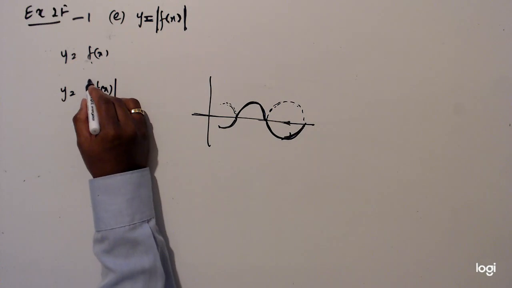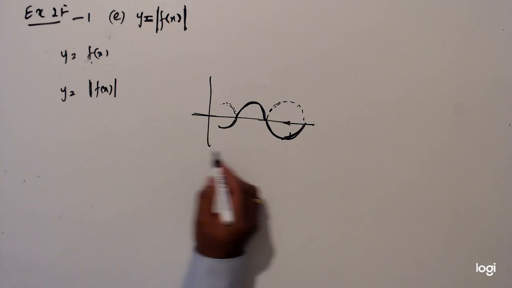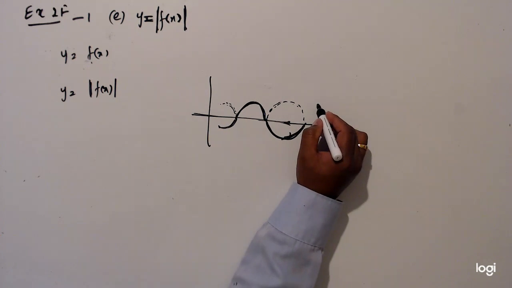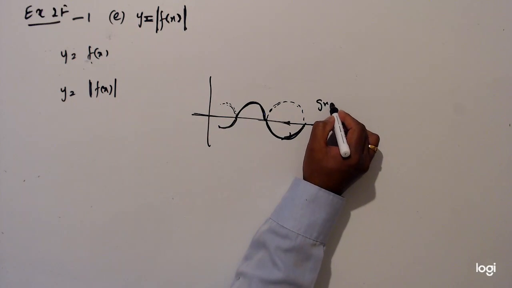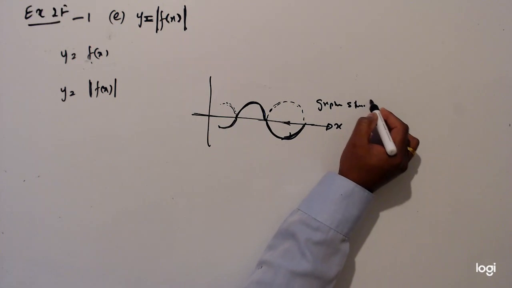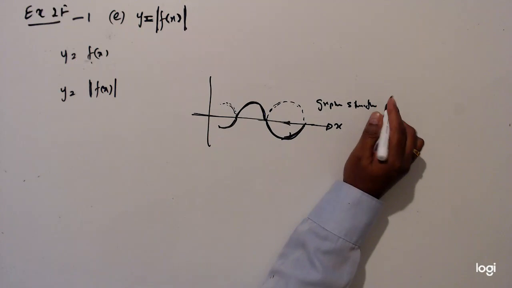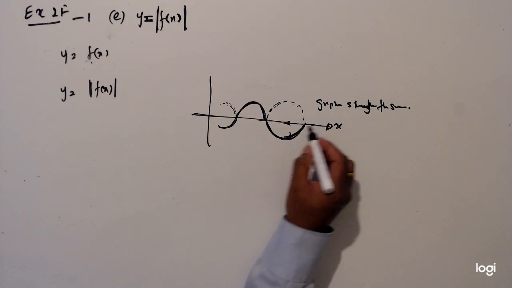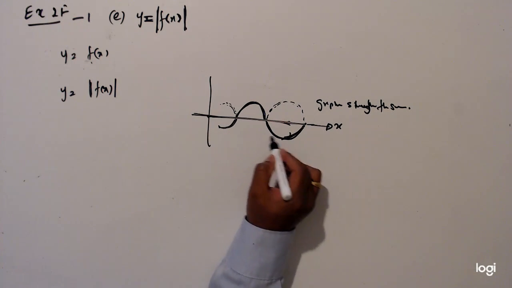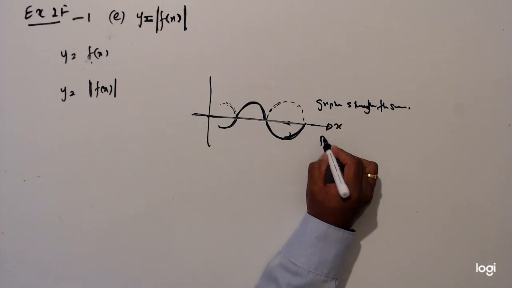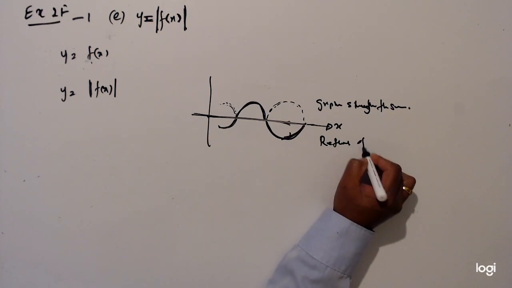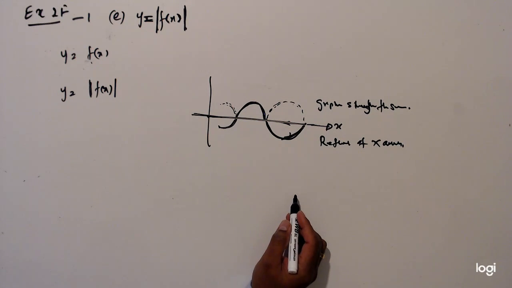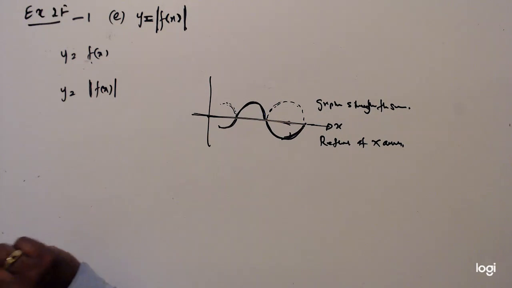So if we have a mod, then above the x-axis the graph stays the same. The graph below the x-axis is a reflection in the x-axis. So that's the modulus.